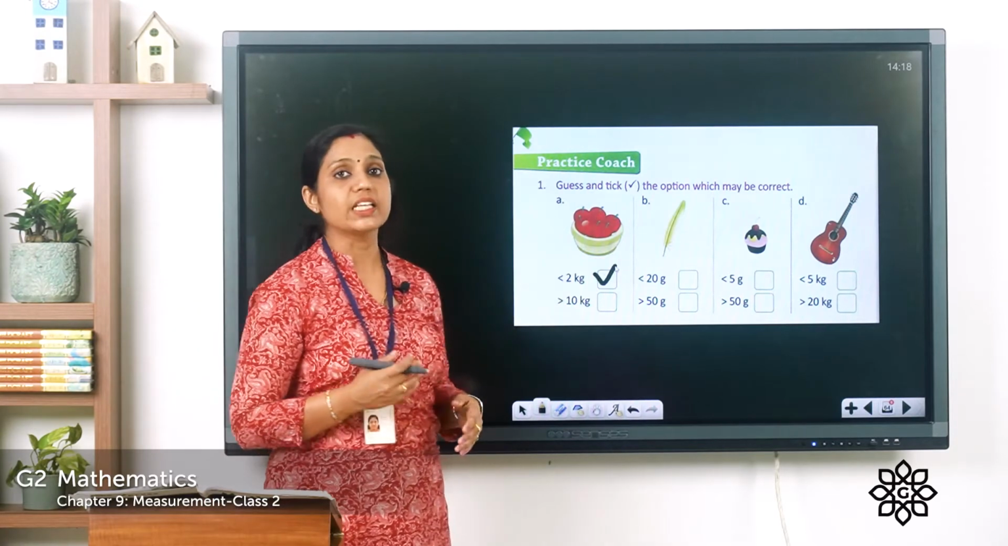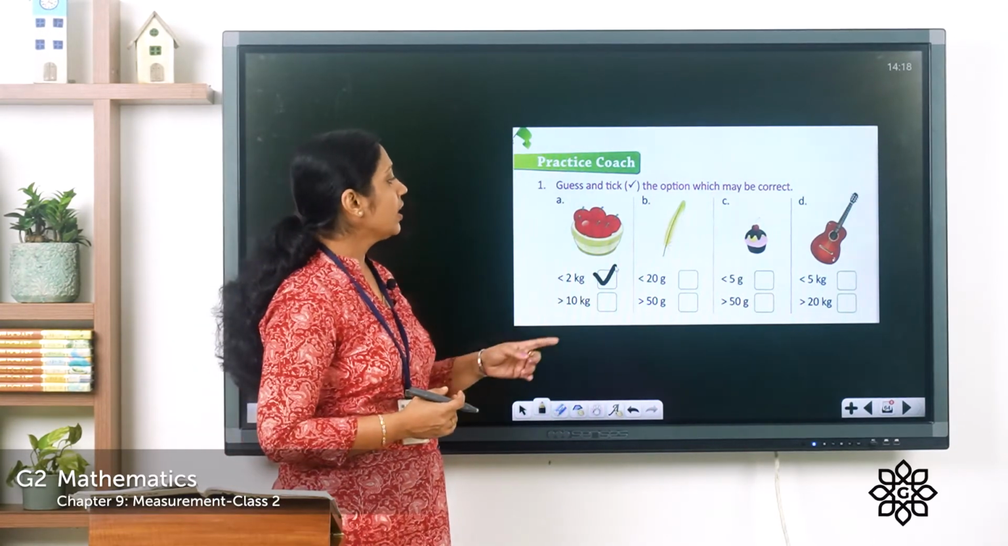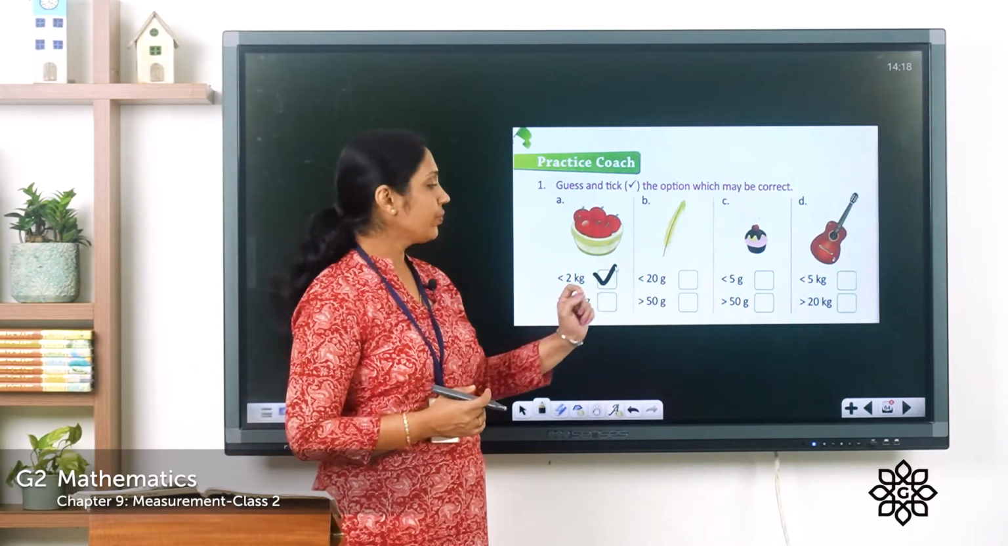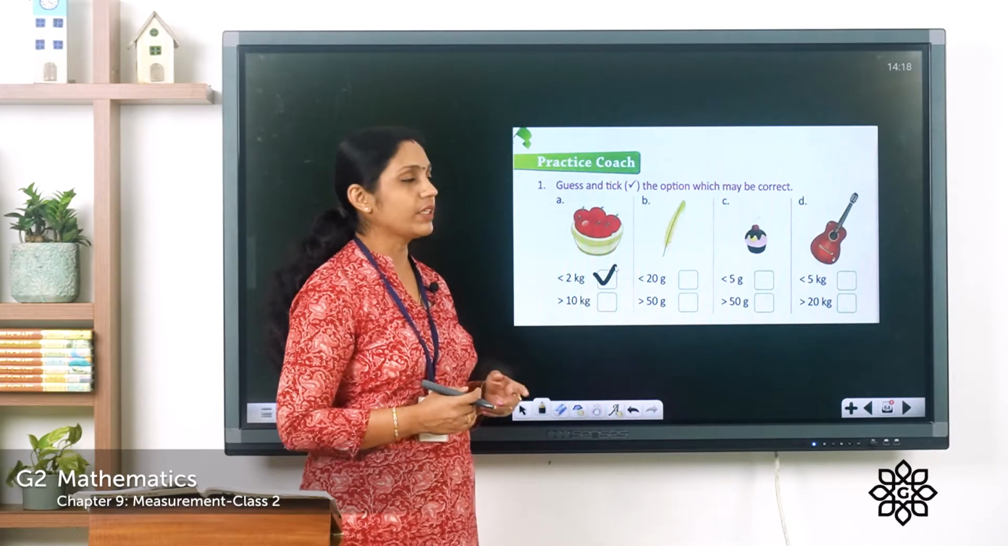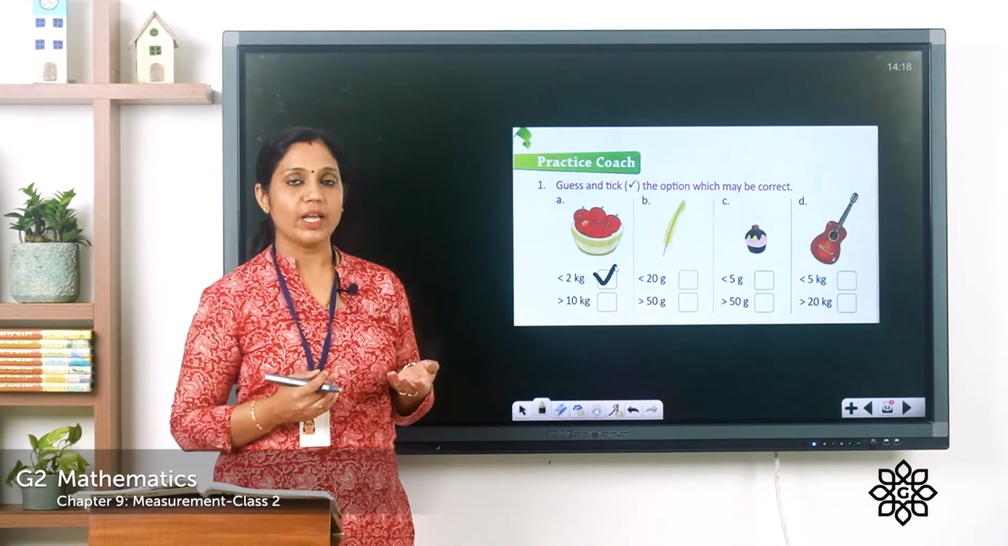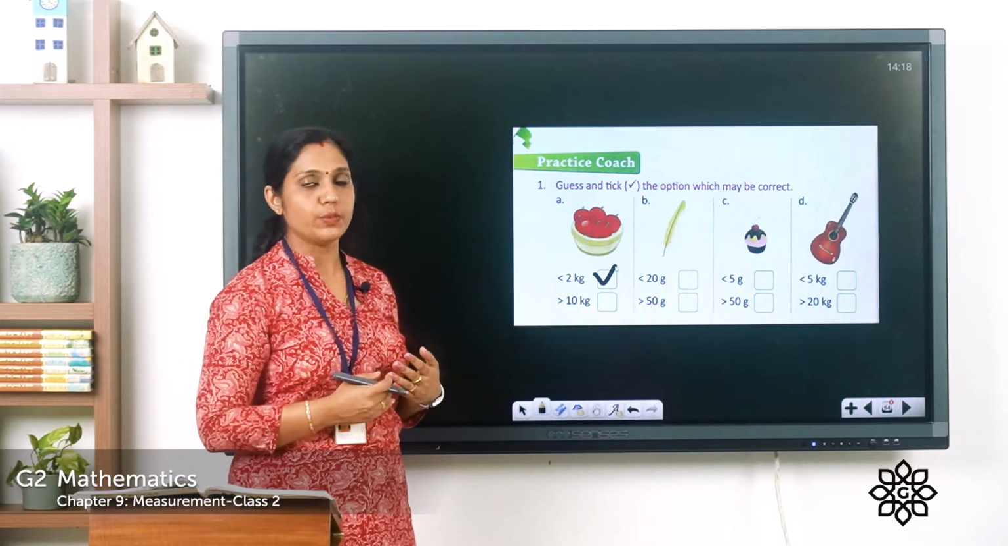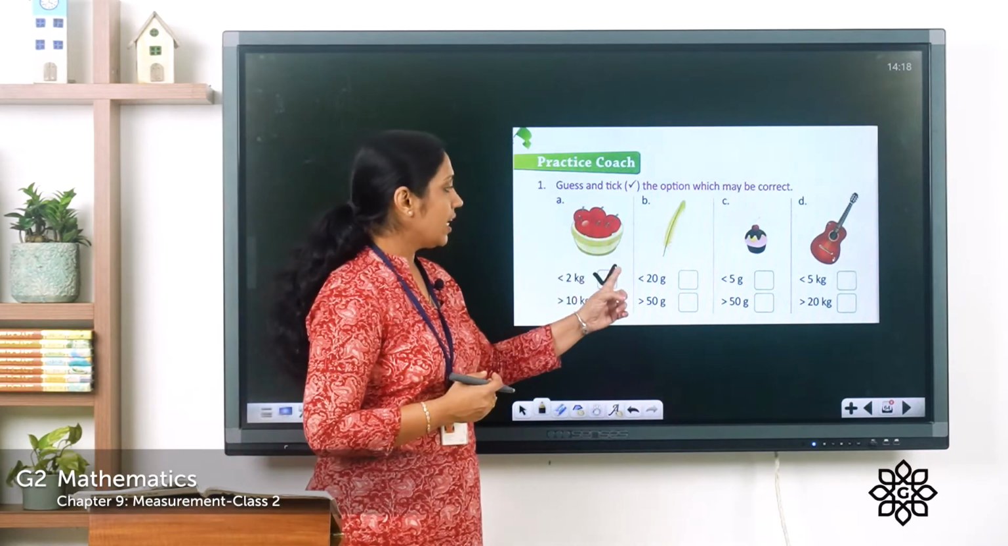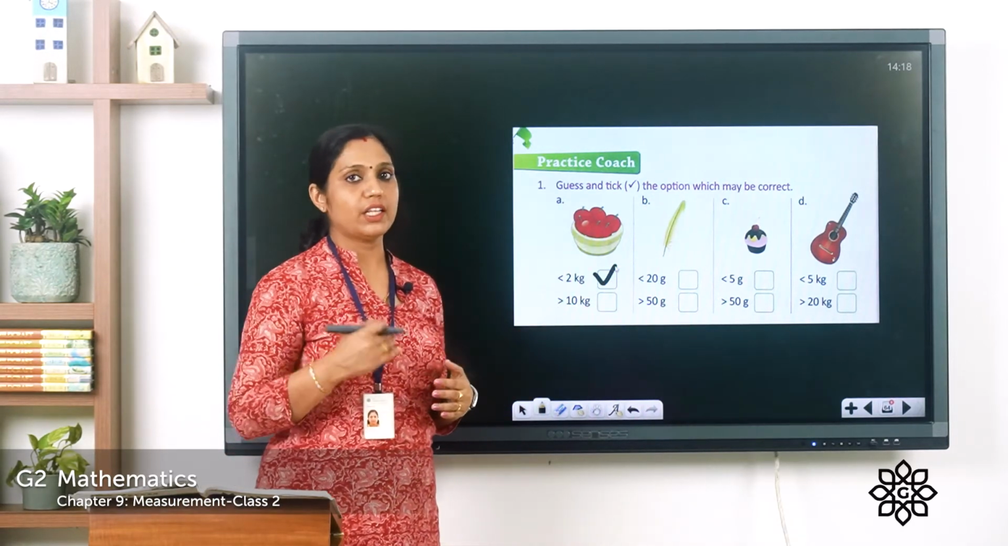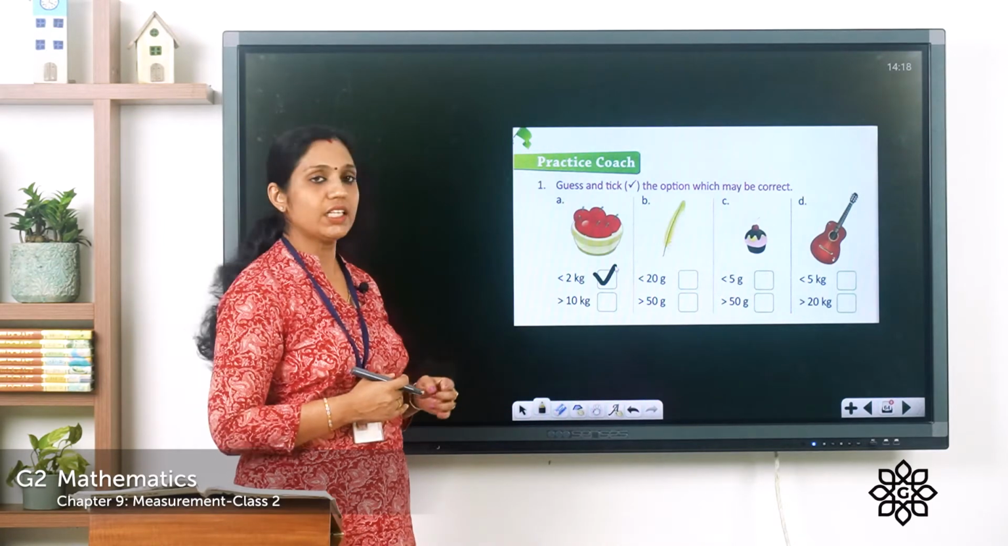The next one is a feather and it's given less than 20 gram, greater than 50 gram. Here you can see gram is given. Why? Because it is a lighter object. So is it less than 20 gram or greater than 50 gram? It will be less than 20 gram.